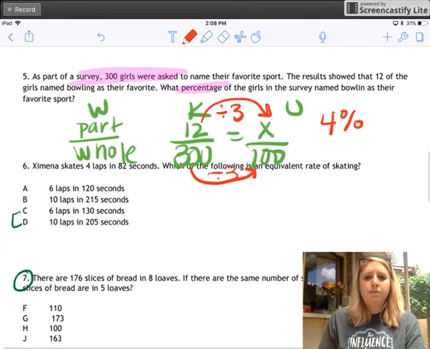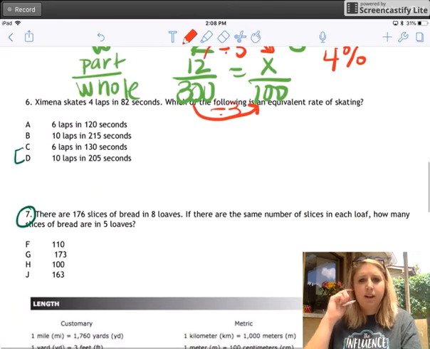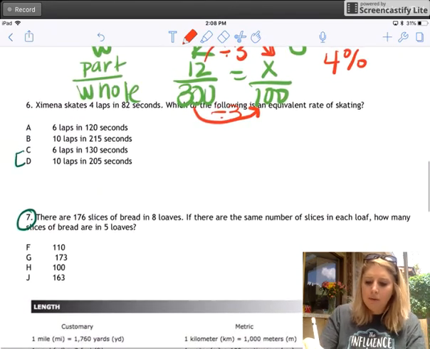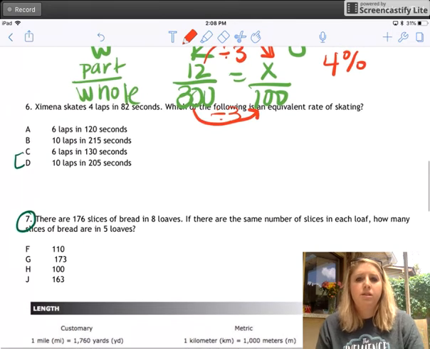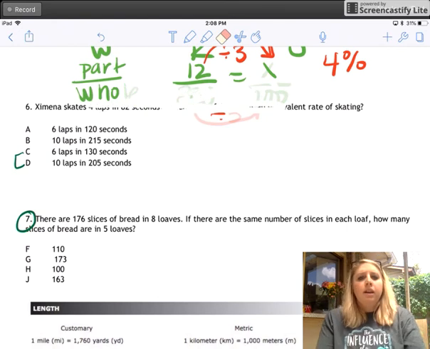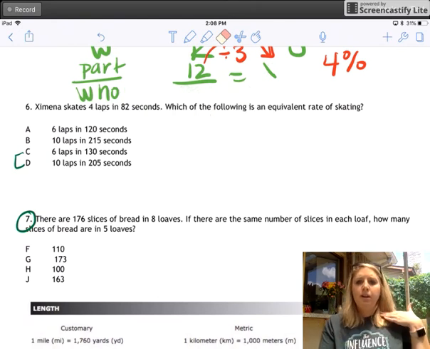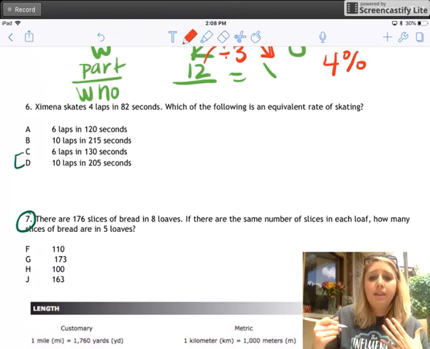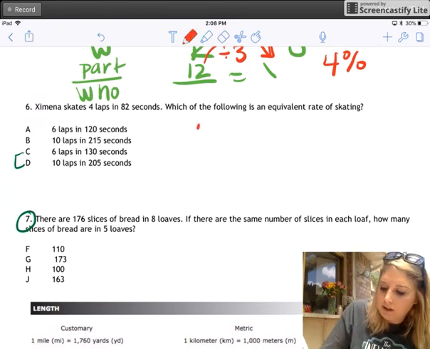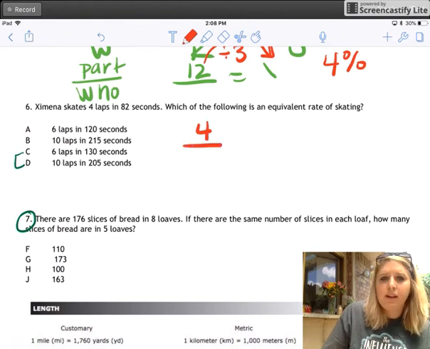This next question is about Jimena, and it says that Jimena skates 4 laps in 82 seconds. What would be an equivalent rate of 4 to 82? And really slow, here we go. So if we're going to be taking 4 and 82, we want to know equivalent rates. So one thing I can do is set up a WKU where I'm saying 4 in 82 seconds.